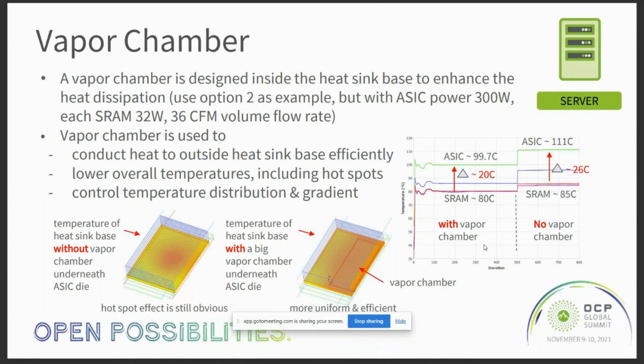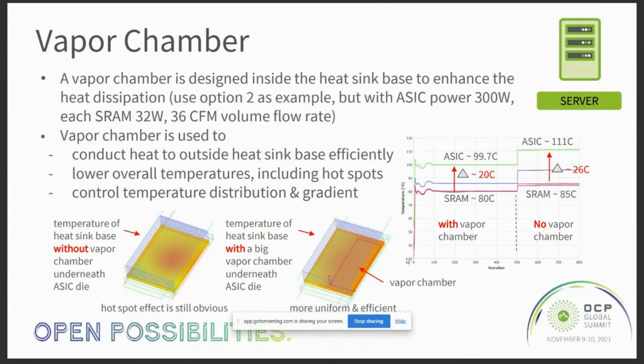With the vapor chamber, the temperature gradient between the ASIC and the SRAM is about 20 degrees, and the ASIC temperature is 99.7. When there's no vapor chamber, the temperature gradient is 26 C, and the ASIC temperature is 111 degrees. So the vapor chamber can not only lower the temperature, but also mitigate the temperature difference.